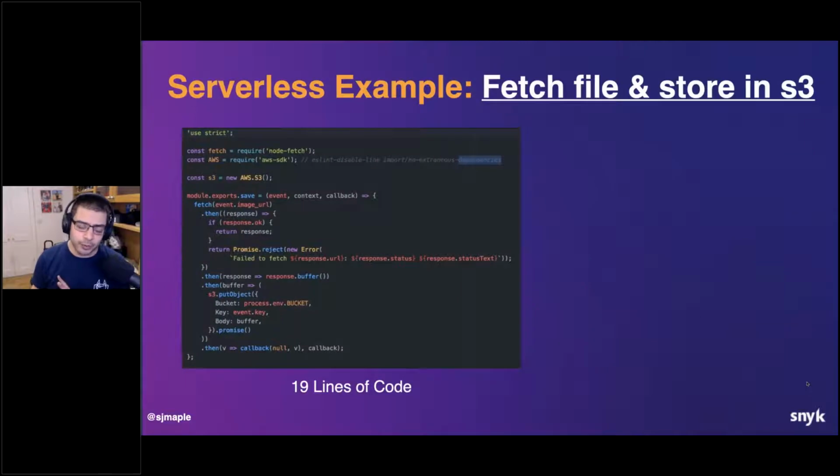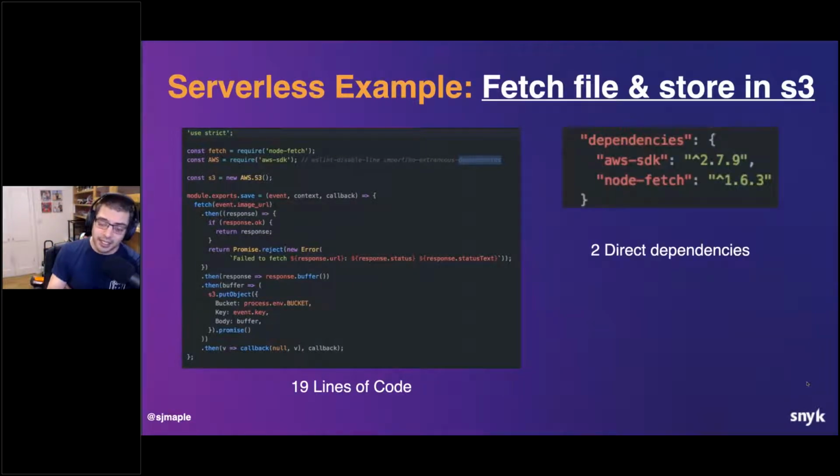So let me give you an example. Here's a serverless example. We have 19 lines of code. These 19 lines of code pull in two dependencies, and you can see that on the top left where you have the requires. In the package JSON, we will have these two dependencies that we pull in, and these are two direct dependencies. So these are dependencies that we have stated we need to download, pull in, and then the build system will pull in any further transitives.